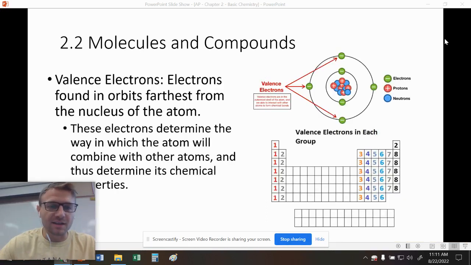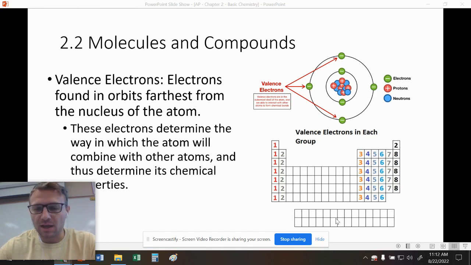Let's talk about valence electrons. These are the electrons that are found in the orbitals the furthest away from the nucleus of an atom. You can see here this image showing us the valence electrons on the outermost orbital. One easy way to determine the number of valence electrons for a particular element is by looking at a periodic table. So here's our periodic table. We have 1, 2, 3, 4, 5, 6, 7, and 8. But be careful, helium only has 2.